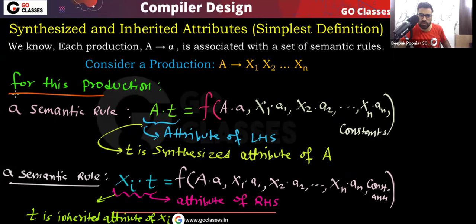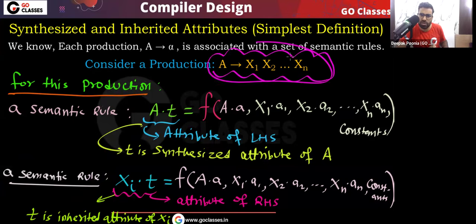So you can see for this production, if we write a semantic rule where we define any attribute of LHS, that will be called synthesized attribute. And for this production, if I write a semantic rule where I define any attribute of any non-terminal on the RHS, then that will be called inherited attribute of that non-terminal. Okay, very simple. And remember, in both the cases, whether synthesized attribute or inherited attribute, the attribute that you are computing, you can compute it in terms of attributes of symbols in this production, or you can use constants. Okay, that's it.